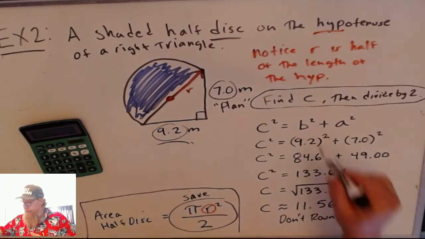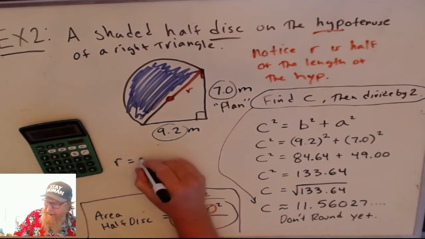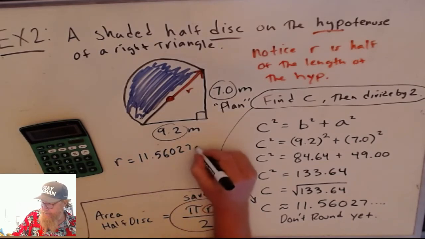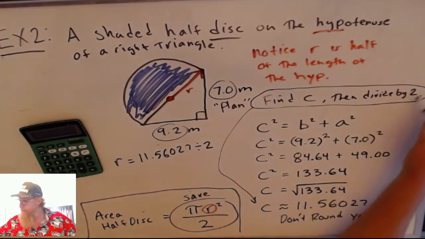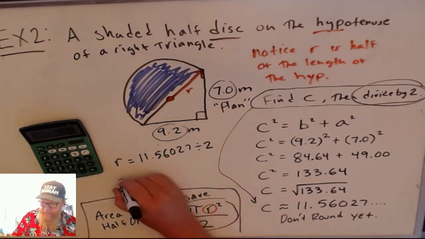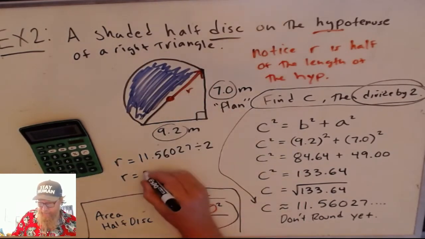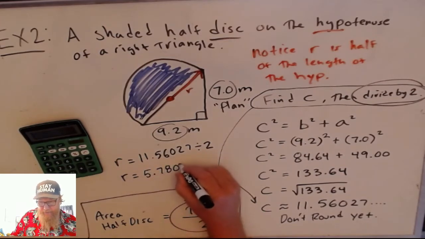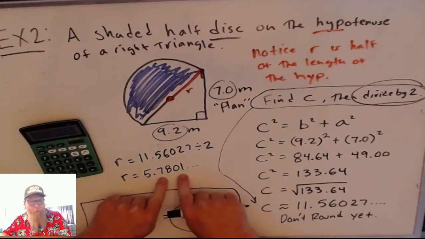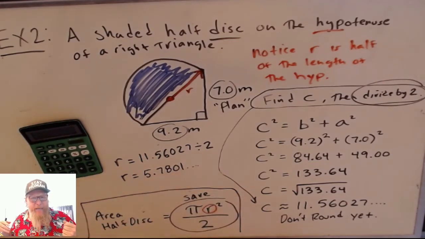All right. So we found C. Good. That means R must be half of C. So 11.56027 divided by 2. That's going to give us our radius. It's half of the hypotenuse. That's 5.7801, and so on. You should probably keep at least 4 places, and then we'll go to the rounding to the nearest tenth when we're done.